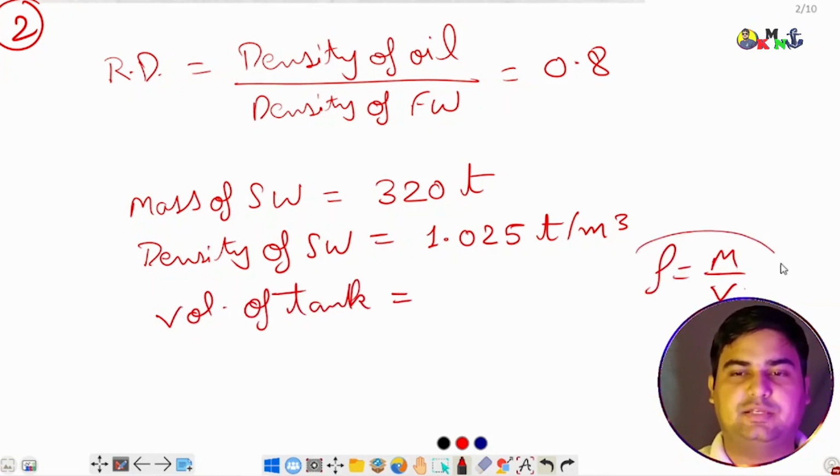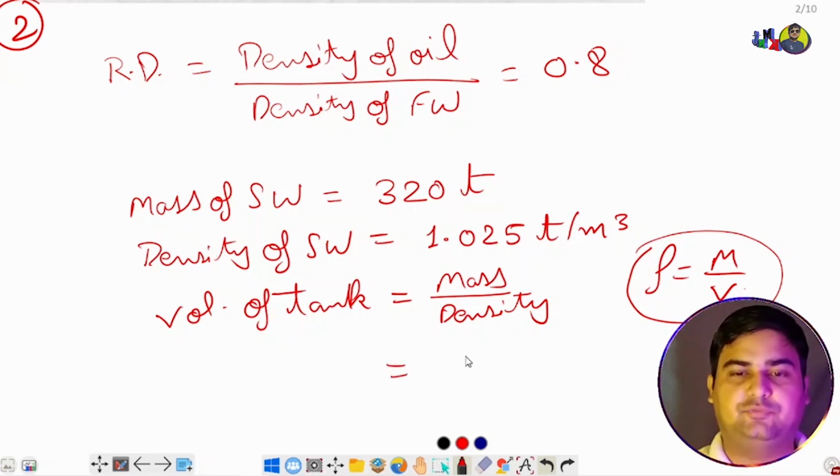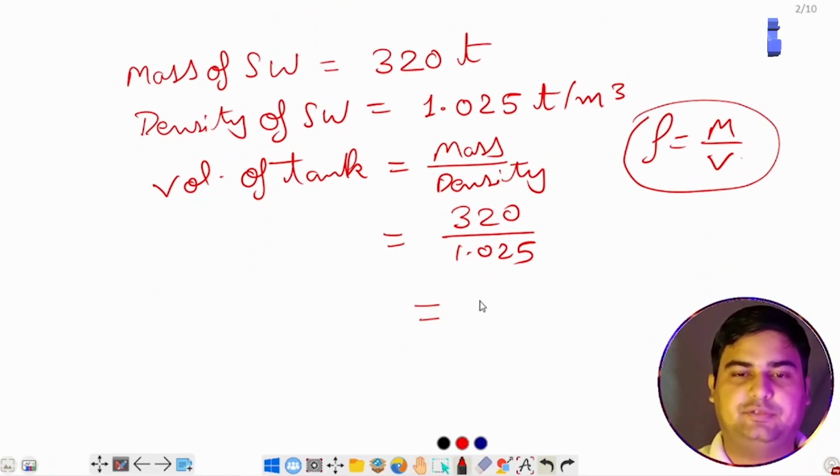Density is equal to mass upon volume. So volume is equal to mass upon density. So we can find out the volume of the tank, that is 320 divided by 1.025. It will give you 312.2 meter cube.